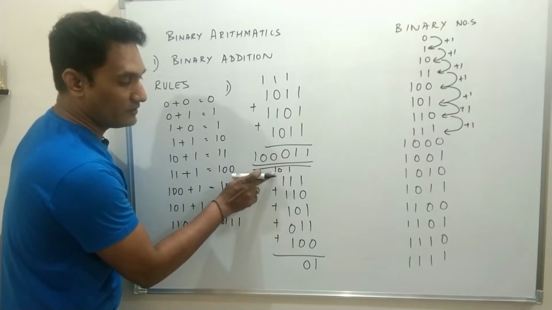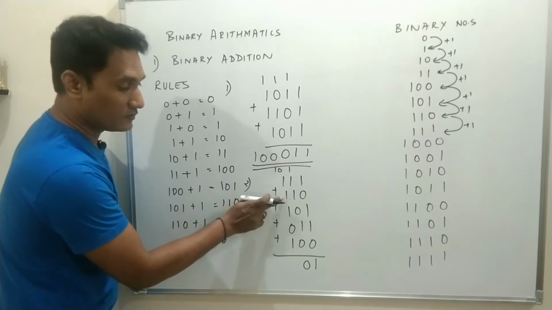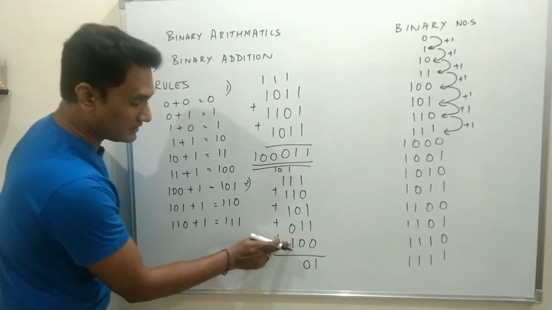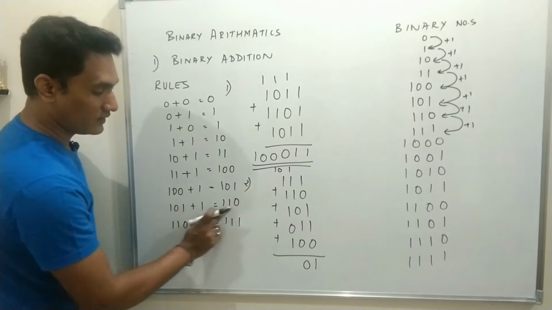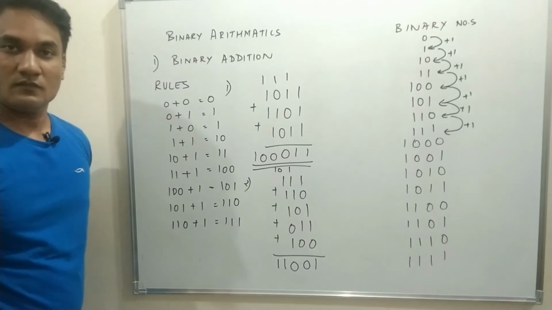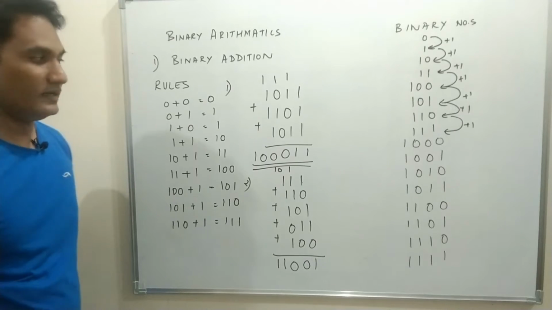The next addition will be 10 plus 1, which is 11. 11 plus 1 is 100. 100 plus 1 is 101. And 101 plus 1 will be 110. So this is how you will perform binary addition.